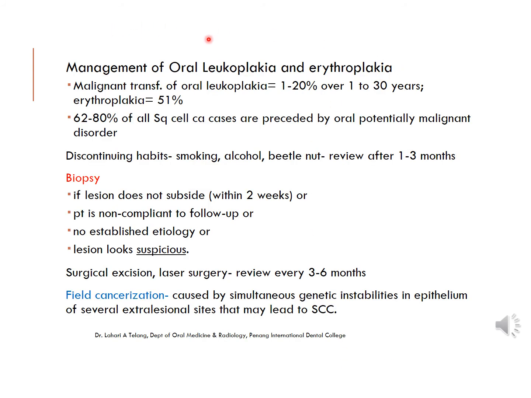When we're talking about management of oral leukoplakia and erythroplakias, we should keep in mind that the malignant transformation of oral leukoplakias is about 1 to 20% over a period of 1 to 30 years. So it's very difficult to answer patients who ask how soon, doctor, will my white lesion become cancer? It's a very difficult question for the clinician to answer. The only thing you can tell your patient is that if you quit the habit, take care of yourself and regularly come for follow-up, then I can probably reduce the speed at which it becomes cancer.